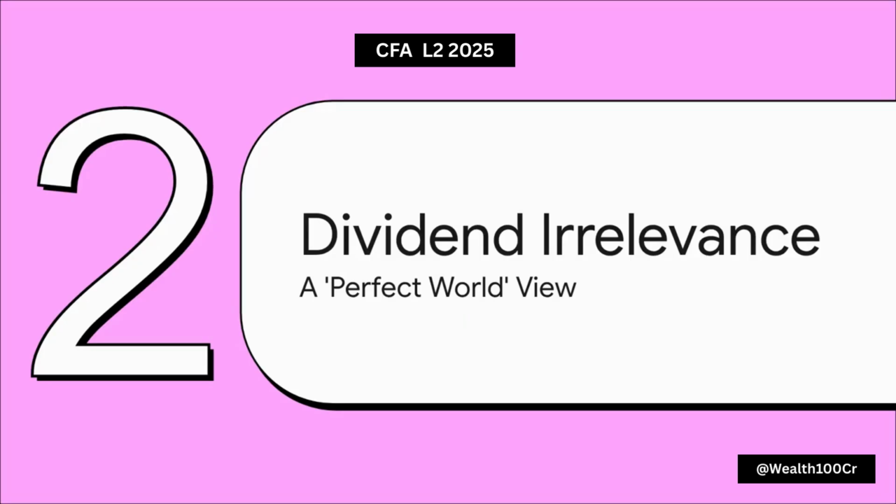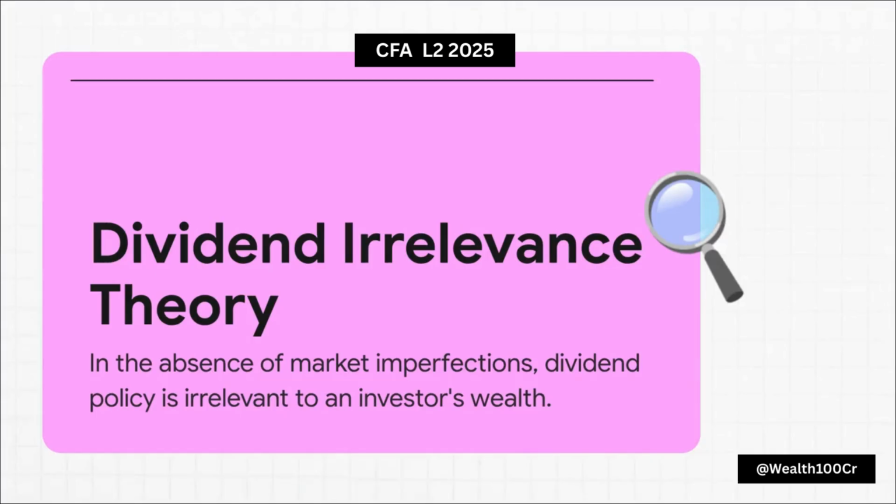Okay, now that we've got that foundation, let's tackle the core theory for Level 2, Miller and Modigliani's dividend irrelevance. It's a foundational concept that argues, in a perfect theoretical world, an investor's wealth isn't affected at all by how a company chooses to pay them.